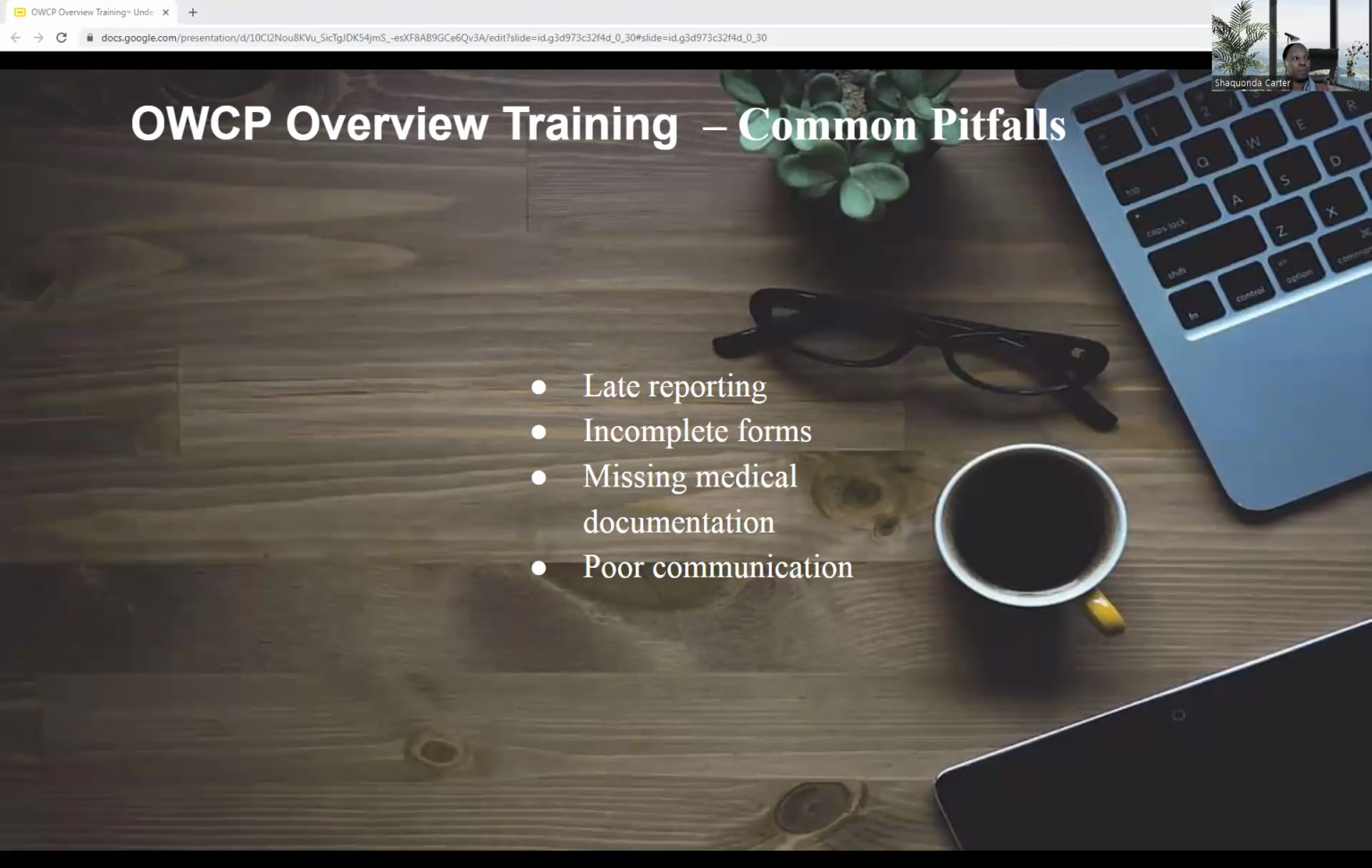Incomplete forms, missing medical documentation, and poor communication. Listen, poor communication. When it comes down to your career and your money and the well-being of yourself, you want to make sure that you report everything to your supervisor. Report everything to your supervisor, and I'll just leave it at that.